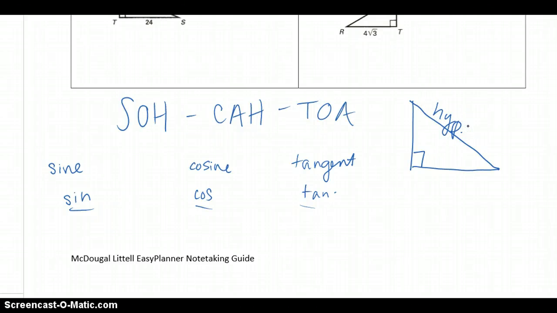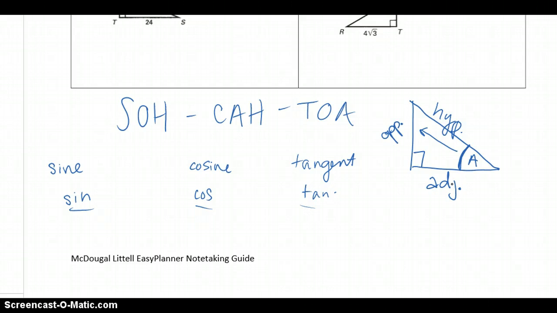Now, we have the O and the A, and those are a little bit more confusing, a little bit easier to mix up. What that means is we pick one of the two other angles, not the right angle. If I pick this one, I call that angle A right here. O stands for the leg of the triangle that is opposite that angle. And A stands for the side that is adjacent to that angle.